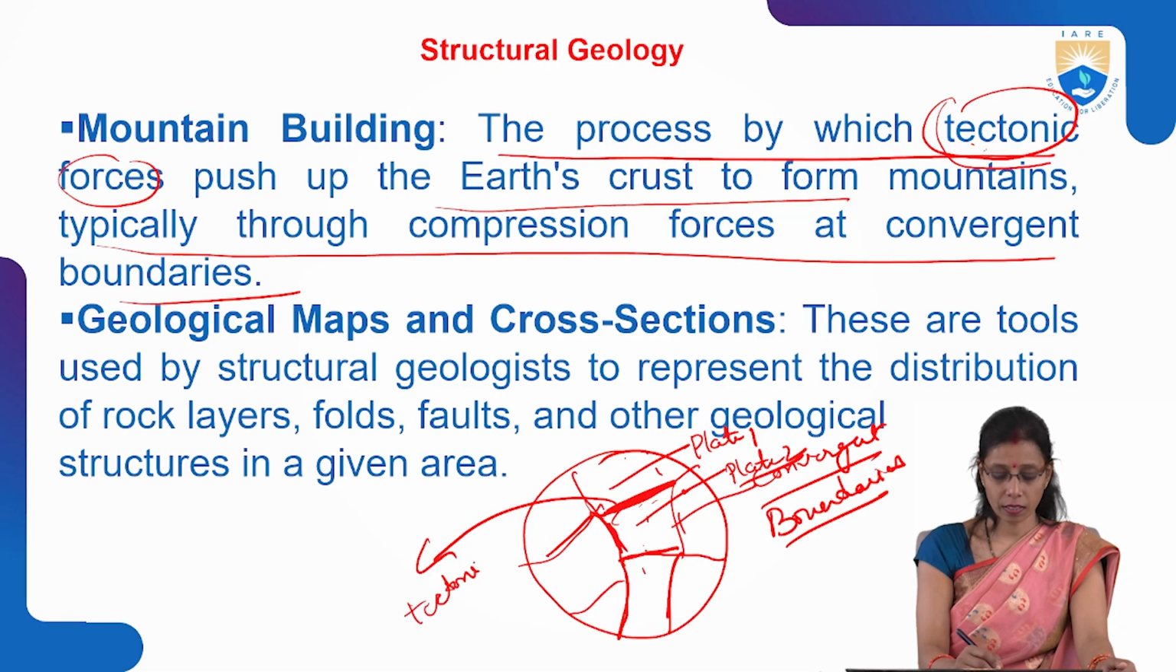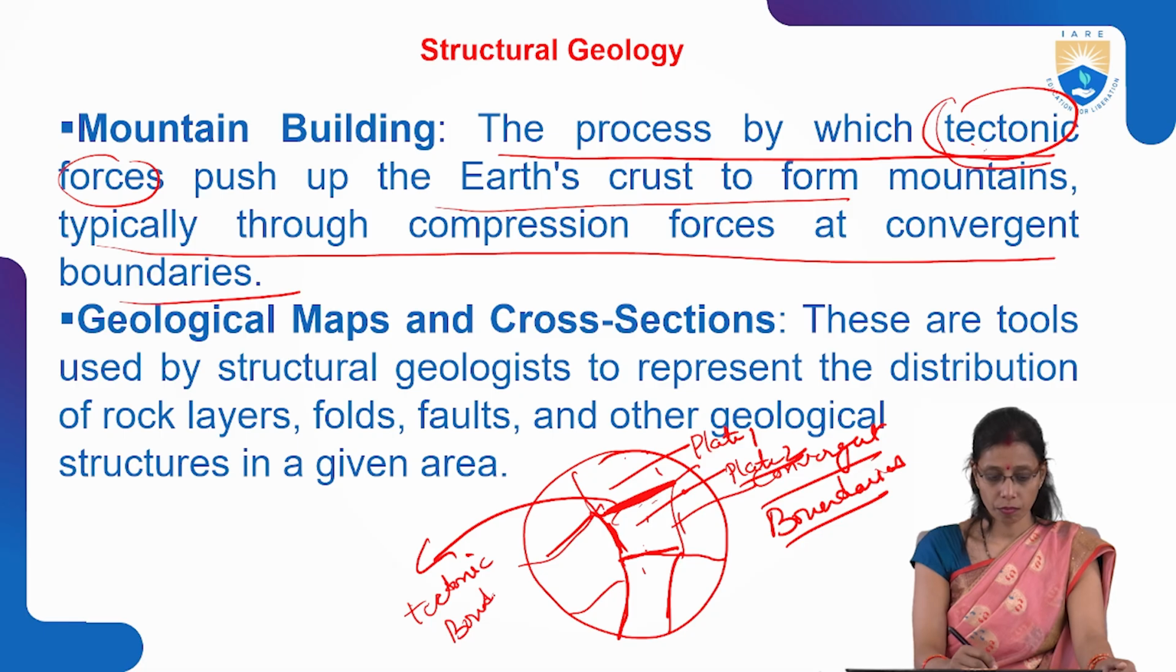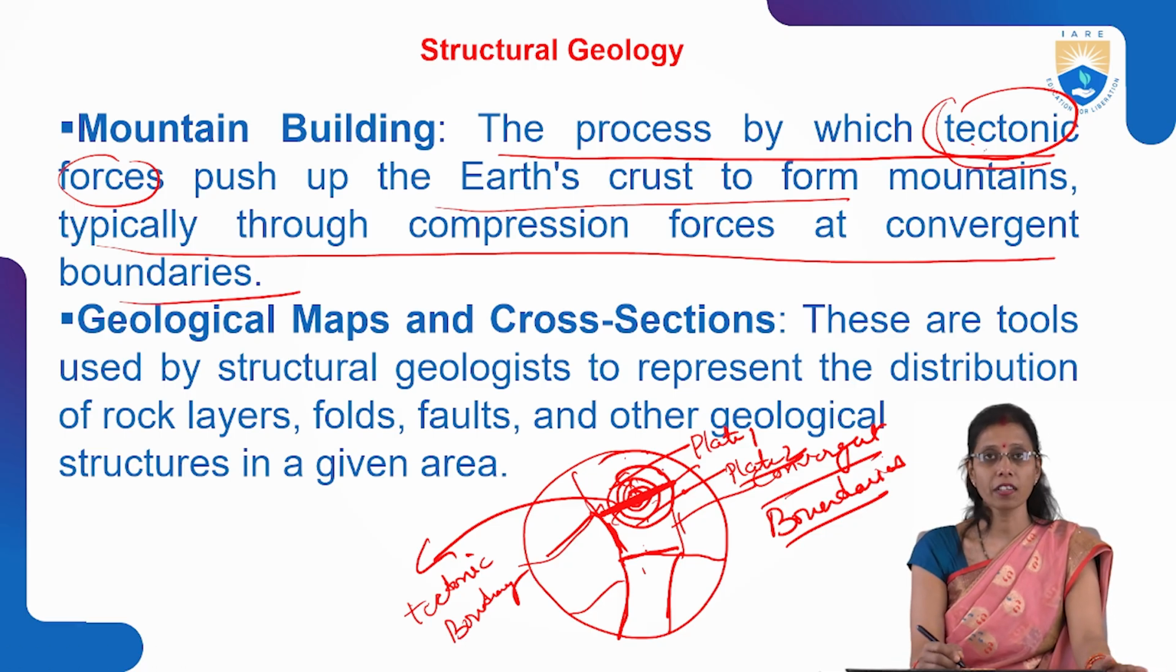a tectonic boundary, or we call it a convergent boundary. Here itself you may find an earthquake zone. This zone will be under the earthquake zone. On this boundary only, you will find mountains, right? The building of the mountain you will find here.